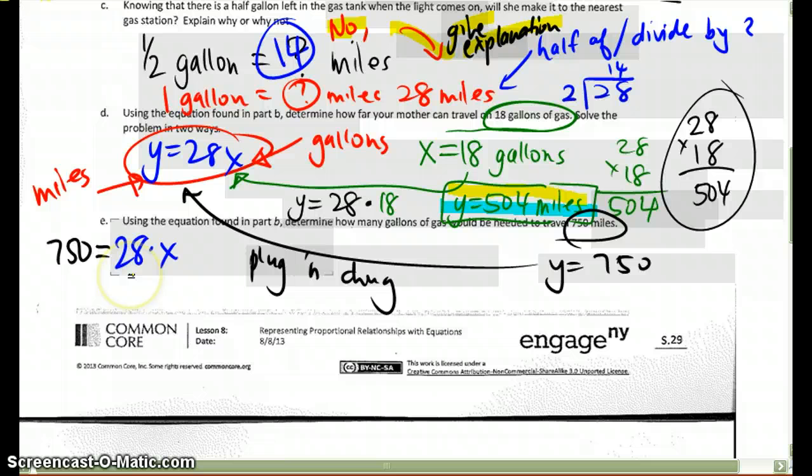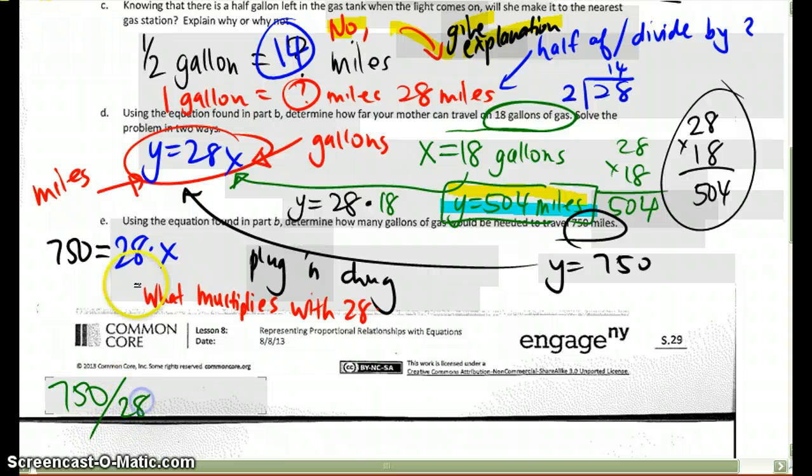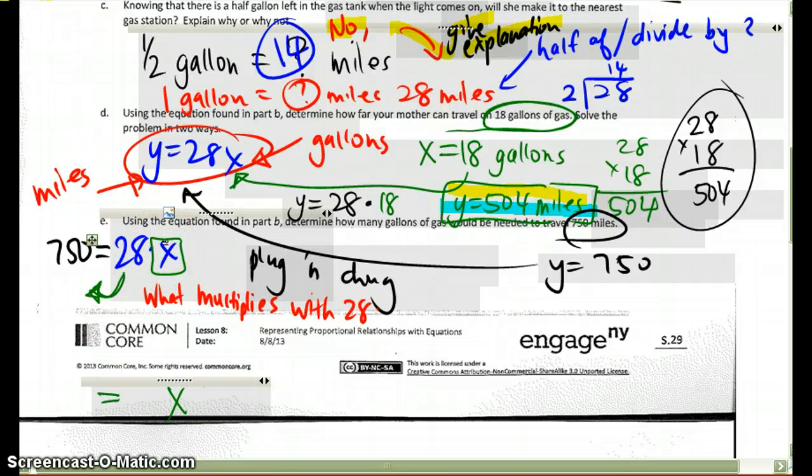So how could I find x if I'm solving for this equation? Now this is going to take us back to 6th grade when you learned how to solve an equation. Since I am looking for what multiplies with 28, then I have to do the inverse of multiplication, which is division. So I have to divide 750 and 28. Now what we're doing is we're isolating the variable x. So I like to put x here, keep my equal sign, bring the 28 over. It's going to move over. X is going to be all by itself.